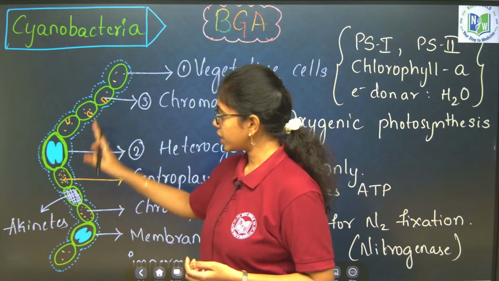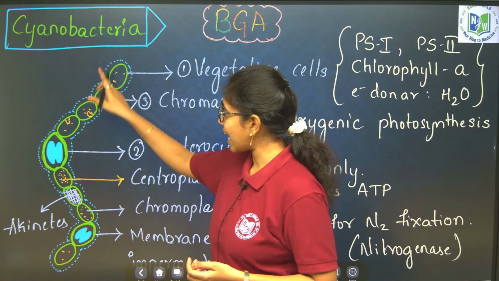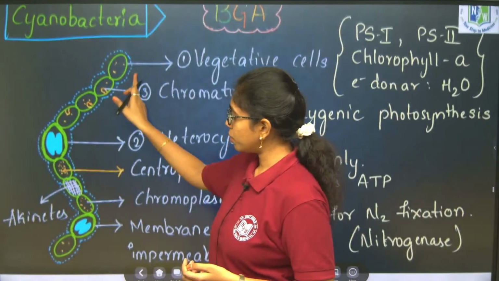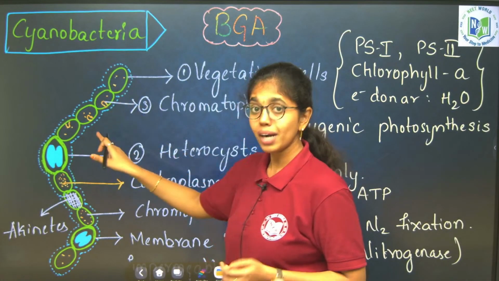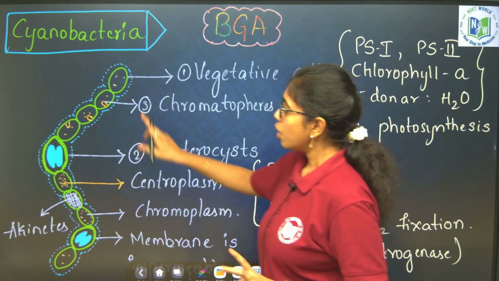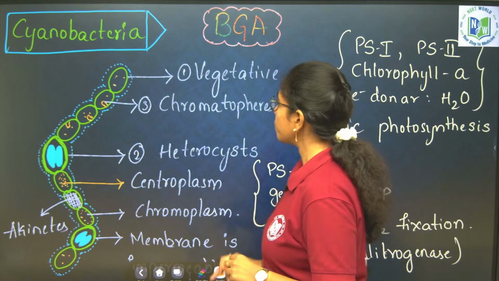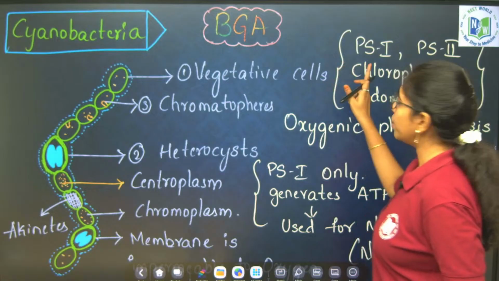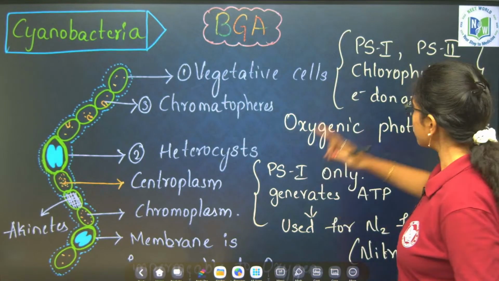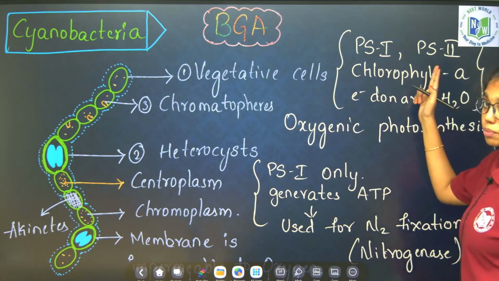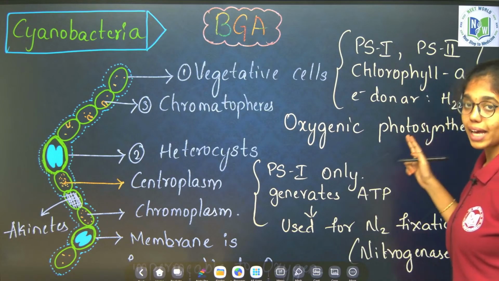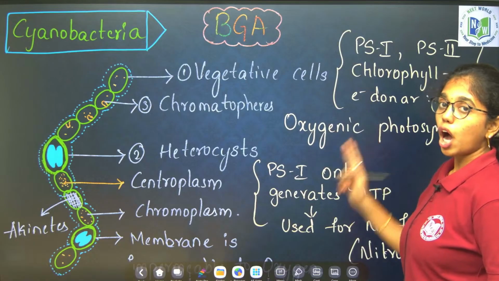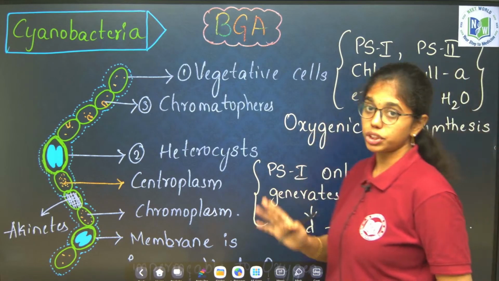We have vegetative cells and heterocysts, and these are covered or encapsulated by what? Gelatinous sheet. Vegetative cells will have two photosystems, photosystem 1 and photosystem 2, and they have chlorophyll A. Electron donor will be water. So, they are conducting what photosynthesis? Oxygenic photosynthesis in the vegetative cell.